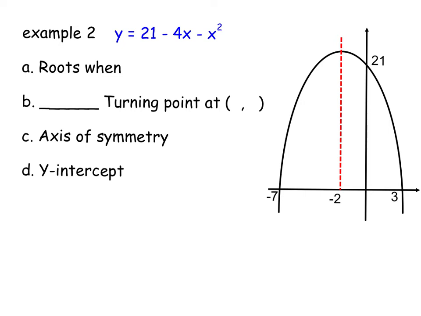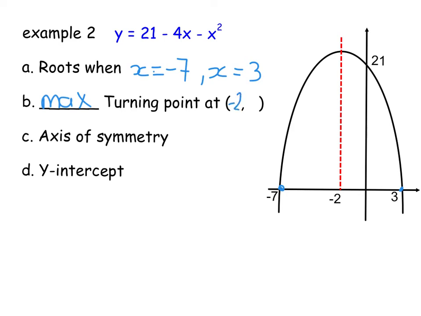So the roots are, remember, down here where it cuts the x-axis. So the roots are when x equals, and I just always put them in order from left to right, when x equals negative 7 and when x equals 3. Now this time, because my turning point's up high, this is called a maximum turning point. Again, I'm just going to write max because I can't fit it in. So this is a maximum turning point.